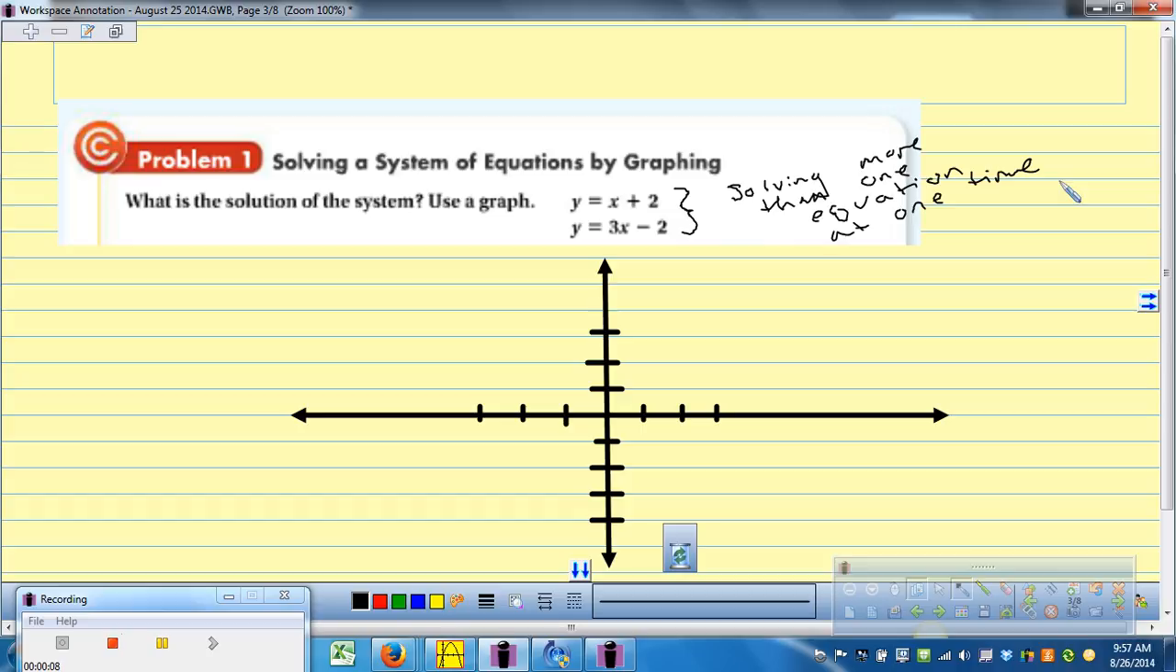Okay? We're going to deal mainly with lines to start. So if we are solving a system of equations and they are lines, then what we are looking for as the solution is the ordered pair that works for both of them. So we're looking for where they intersect. The intersection is the solution.